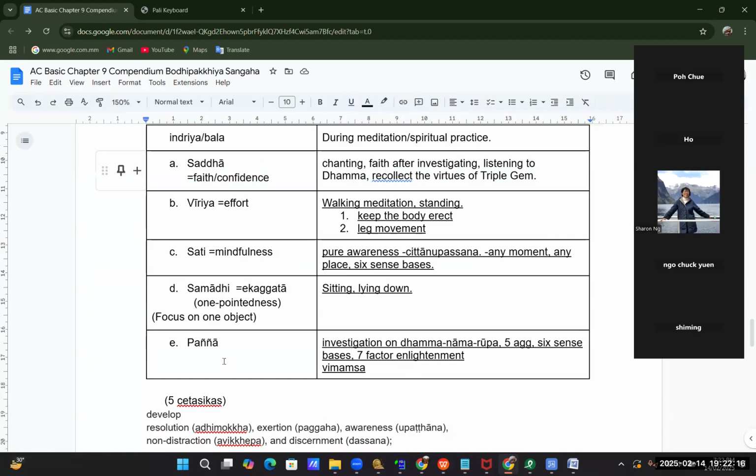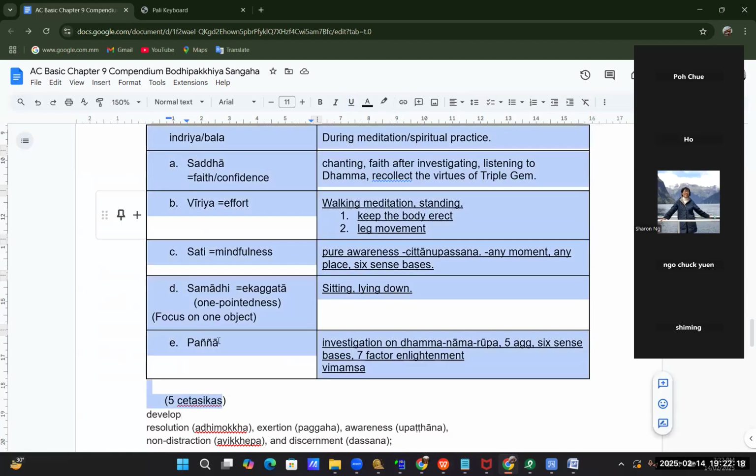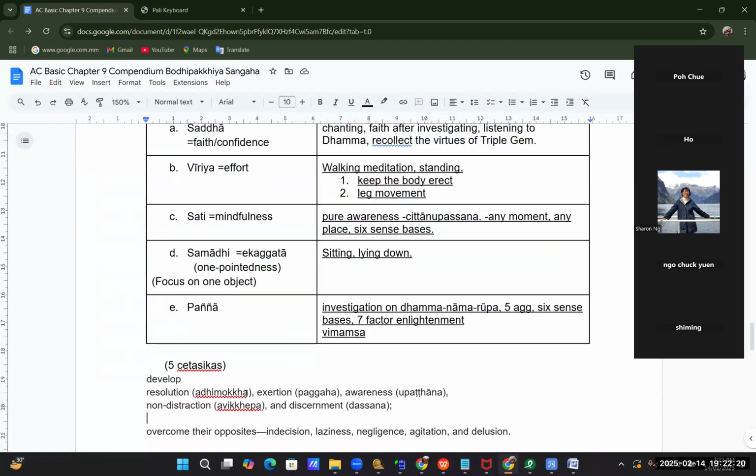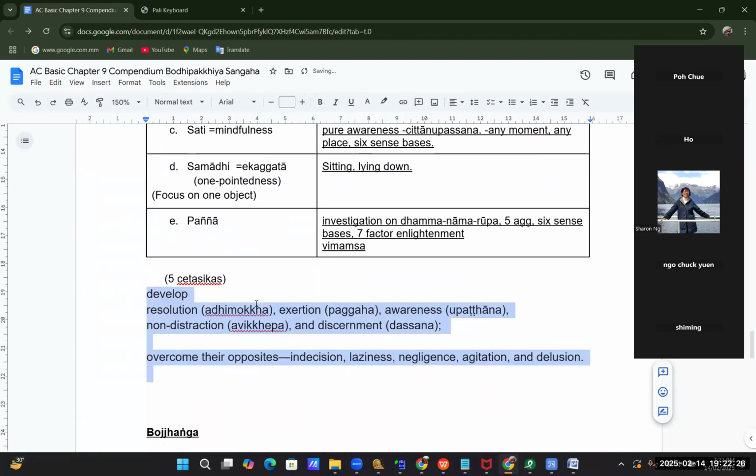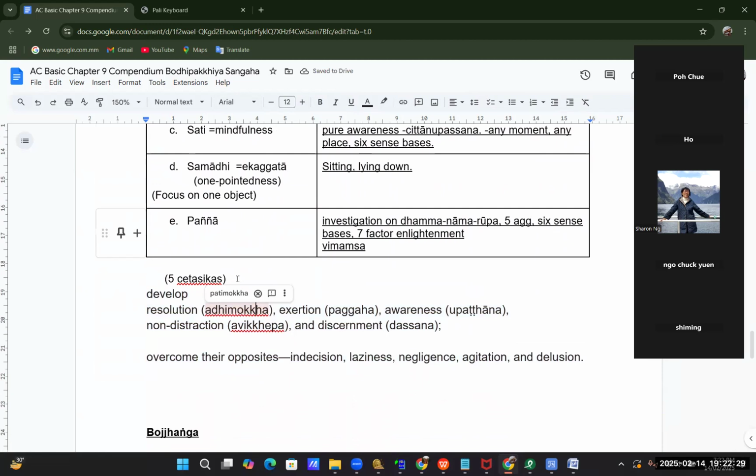All right. So in the ultimate sense, all these are just five cetasikas, which, when we develop them, will increase these five of them. So you can match with the above. Resolution, exertion, awareness, non-distraction, discernment overcome the opposites: indecision, laziness, negligence, agitation, and delusion. All right. So that's what we get from this comprehensive Abhidhamma.